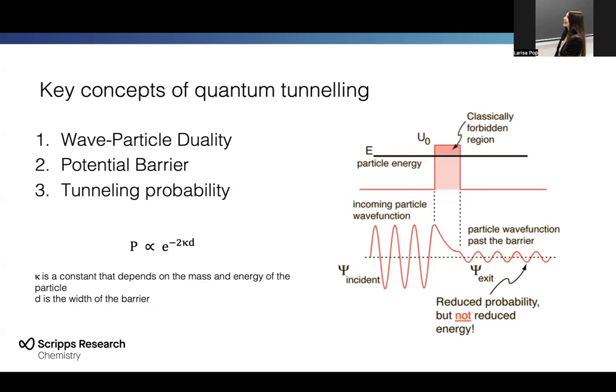Finally, we have the key concept of tunneling probability. This is the probability that a particle will tunnel through a barrier, and it depends on the width and height of the barrier, as well as the particle's energy. Mathematically, the probability decreases exponentially with the barrier's thickness and height, and this can be expressed by the formula in the slide, where the probability is proportional to e^(-2kd), where k is a constant that depends on the mass and energy of the particle, and d is the width of the barrier.